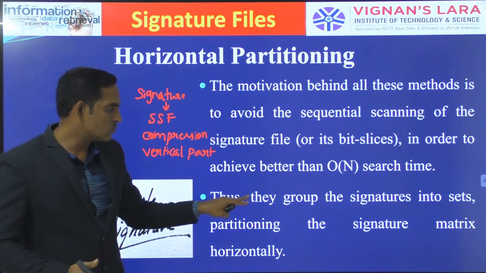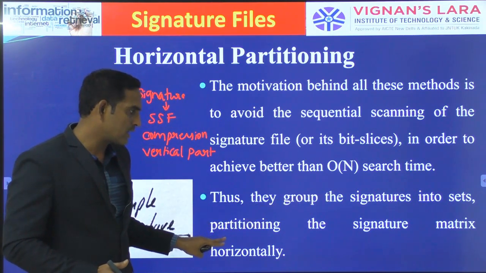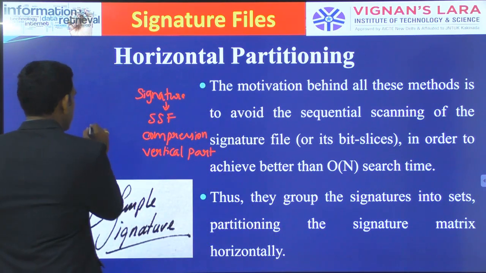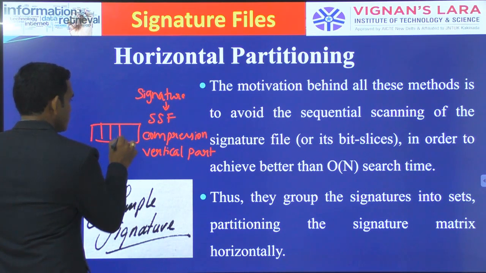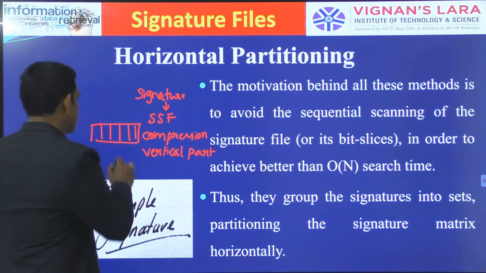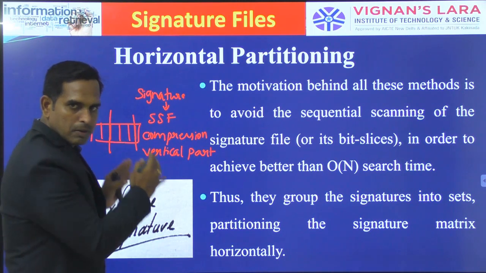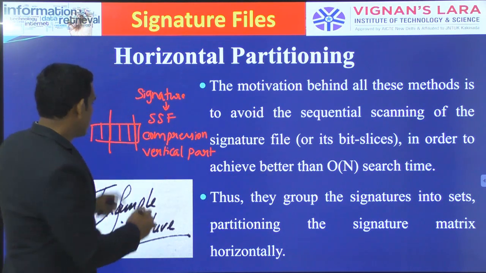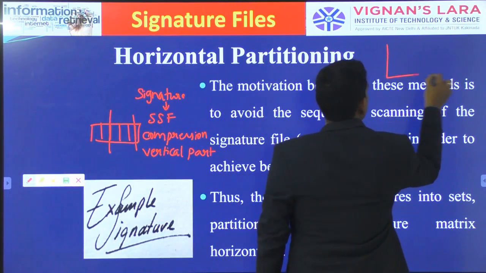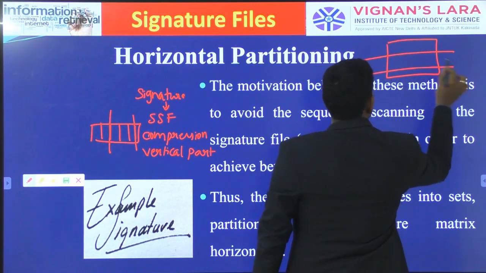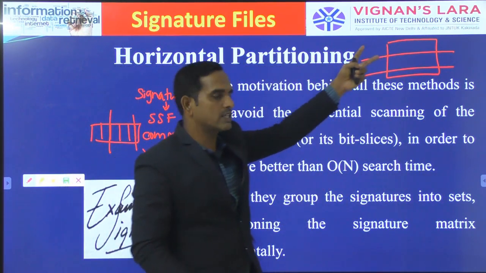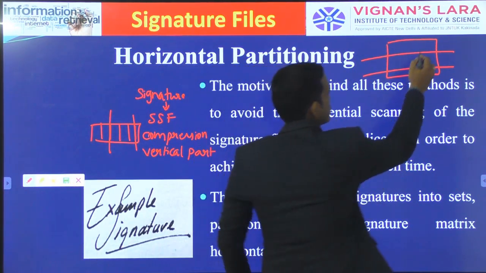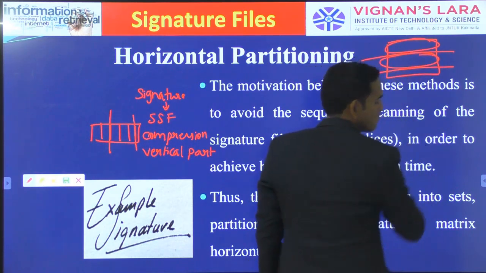So what we do is group the signatures into sets, partitioning the signature matrix horizontally. In vertical partitioning, you break down the signature into separate parts. But in horizontal partitioning, you break down the complete signature file into sets. Each set will be treated as a separate grouping of your signatures. This grouping of signatures will be treated as one, and that grouping will be treated as another.